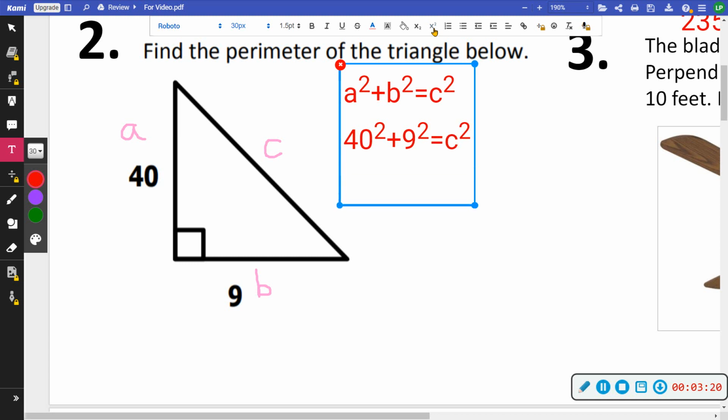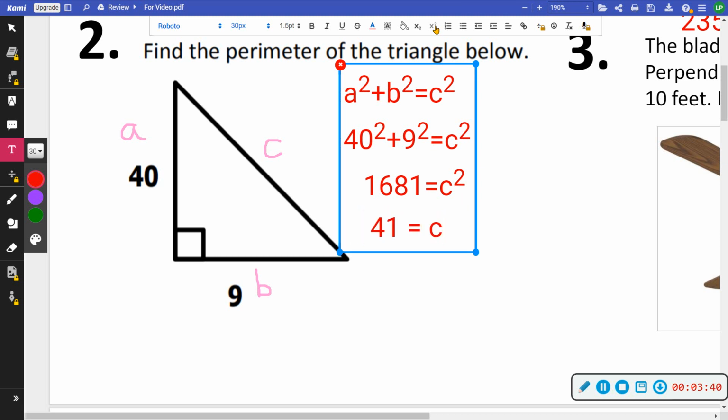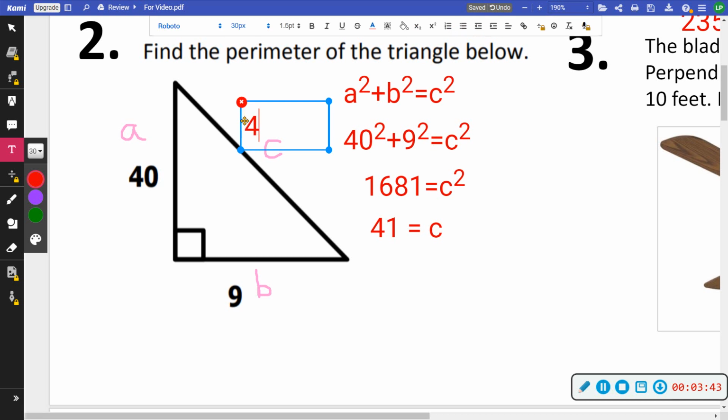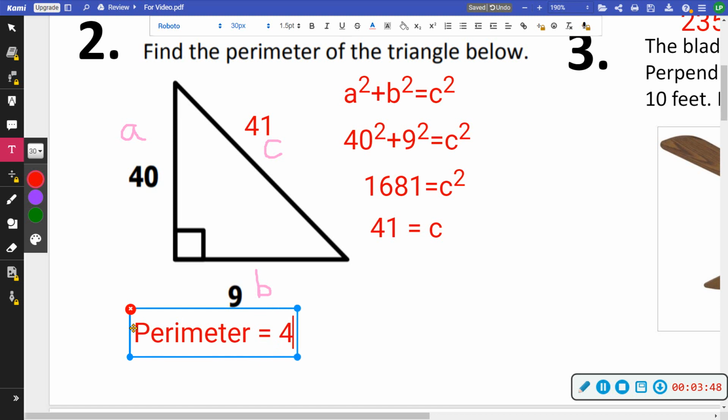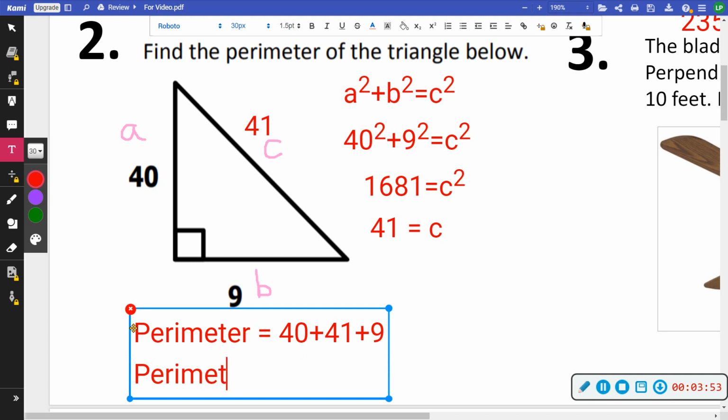If I type in my calculator 40 squared plus 9 squared, I get 1681. That's equal to C squared. Take the square root of 1681, and I get 41. So I just found that the hypotenuse is 41. Then the perimeter would equal 40 plus 41 plus 9, which would be 90. So the perimeter is 90.